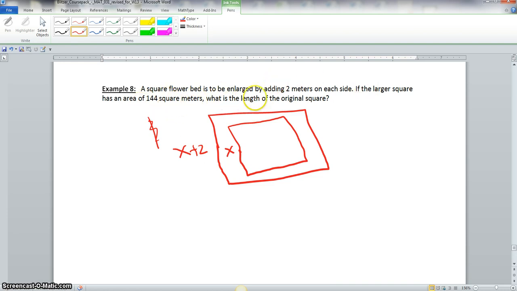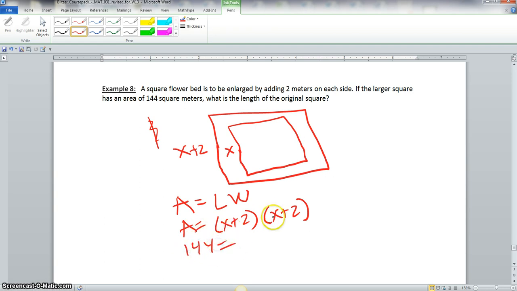Now we're told here that the larger square has an area of 144 square meters. What is the length of the original square? So we'll do the area of the larger square, which will give us area is equal to length times width. So the area is equal to x plus 2 times x plus 2. Now, we know that the area is 144. And x plus 2 times x plus 2 is x plus 2 in parentheses, squared.